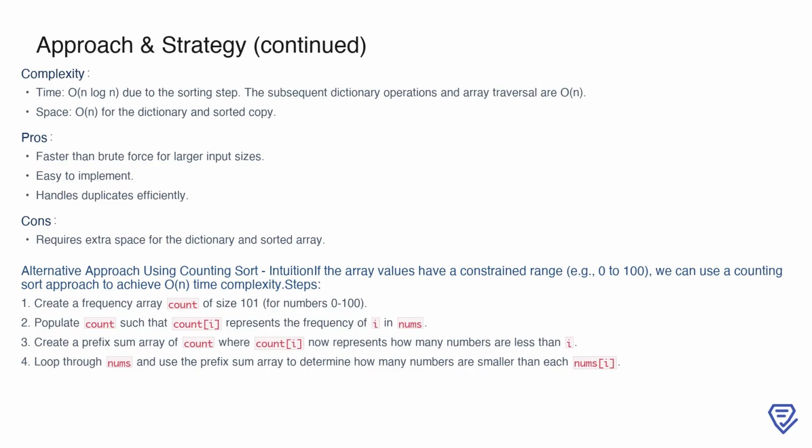The benefits of this approach include its efficiency for larger inputs and its ability to handle duplicates seamlessly. It's also relatively easy to implement. However, it does require extra space, and while it's faster than brute force, it isn't the most optimal solution in scenarios where the input range is constrained. This brings us to an alternative approach using counting sort, which is even more efficient under certain conditions.